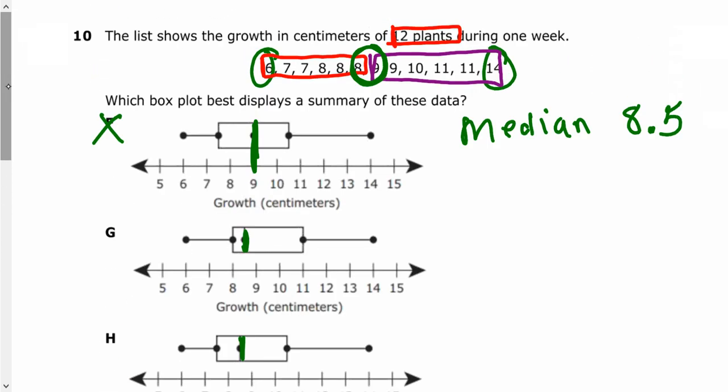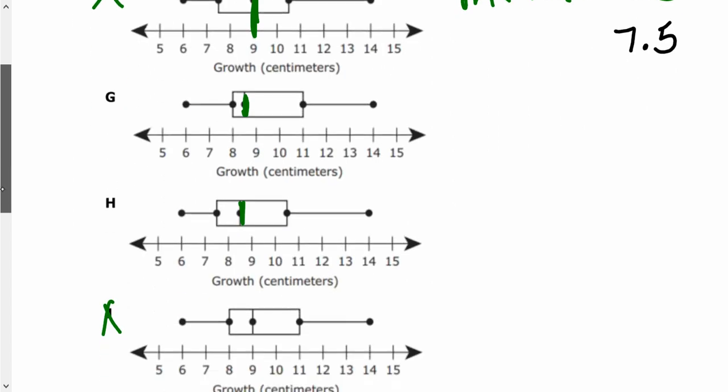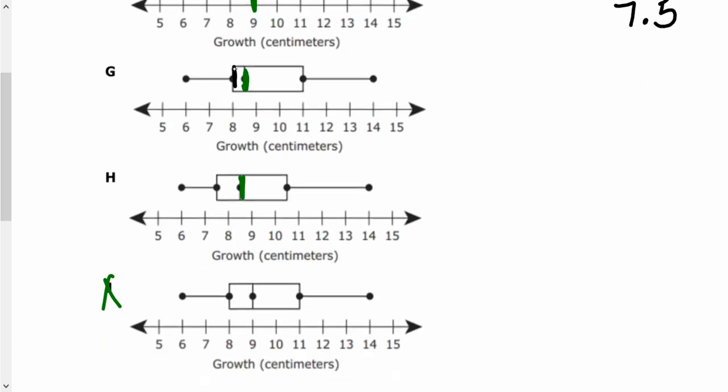So my next piece is to find the median of my lower data. So 1, 2, 3. So I'm going to divide this one in half. We've got 6, 7, 7, and 8, 8, 8. And I want to find the middle between 7 and 8, which would be 7.5. Okay. So I can see G is at 8. It's not at 7.5. But H is at 7.5. So H is my answer.